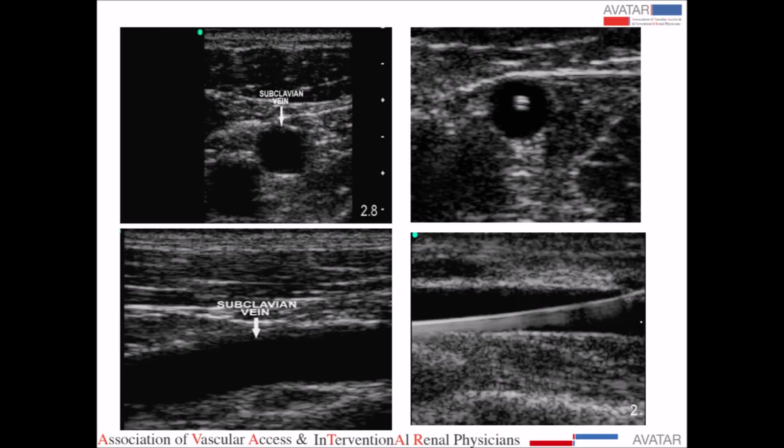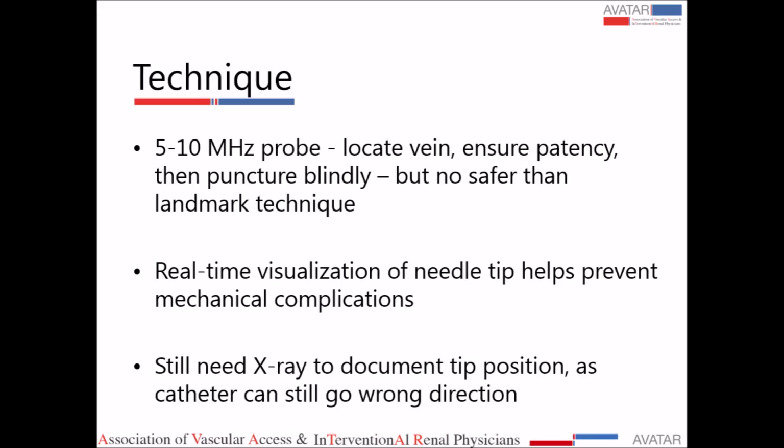The second advantage is that you can actually see the needle tip entering the vein, in the longitudinal or the transverse direction. There are two techniques of ultrasound guided insertion. First is just the marking technique, where you can use a 5 to 10 MHz probe. You locate the vein, ensure its patency and that it is collapsible, and then make markings with your marker pen and puncture the vein in a blind technique. But this technique has not been shown to be as safe or safer as compared to the landmark technique.